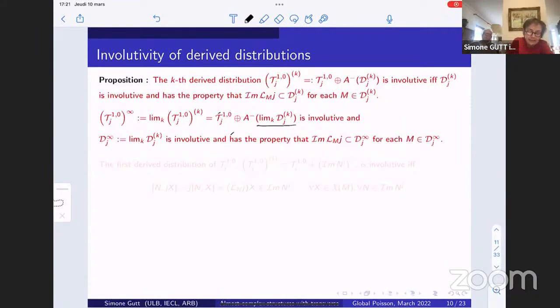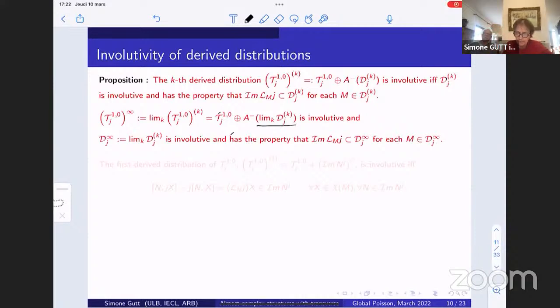And this limit of an increasing union of increasing distributions is an involutive distribution, which has the property that the image of the Lie derivative of J in the direction of any vector field in the distribution is in the distribution. And of course, when I say distribution, all the D_k are smooth distributions in the sense that locally they are spanned by a finite number of smooth vector fields, but the dimension can vary from point to point.